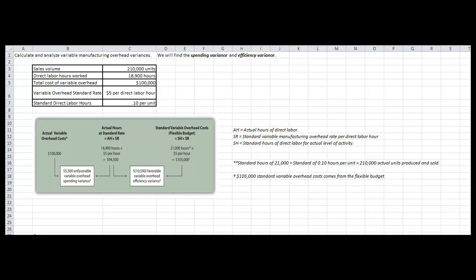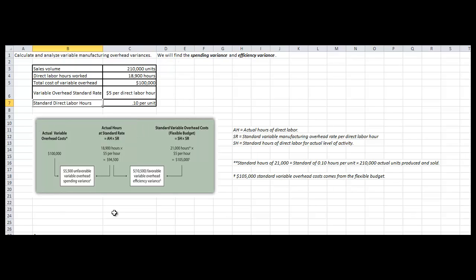In this problem, we're going to be analyzing variable manufacturing overhead variances. So we will be finding two kinds of variances, the spending variance and the efficiency variance. Company B has provided us with some information about their sales volume, their direct labor hours worked, their total cost of variable overhead, their variable overhead standard rate, and their standard direct labor hours. So this information is what we're going to need to find these formulas.